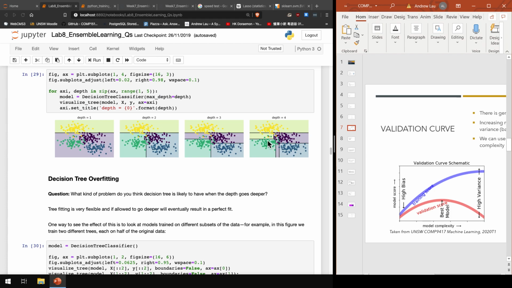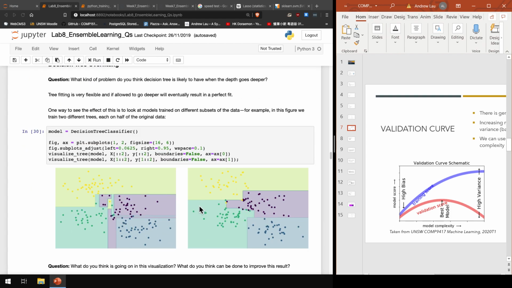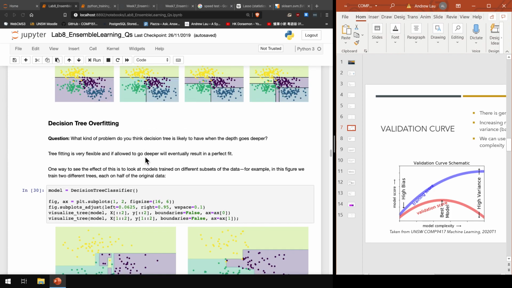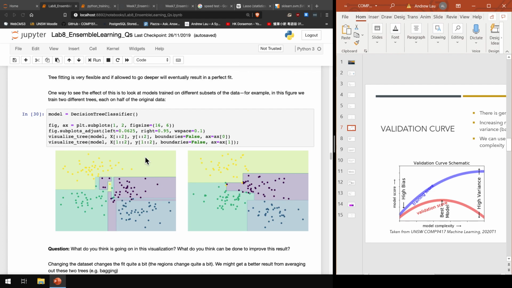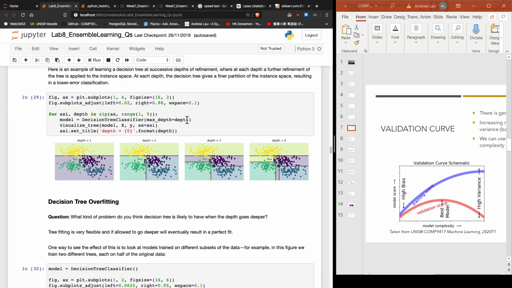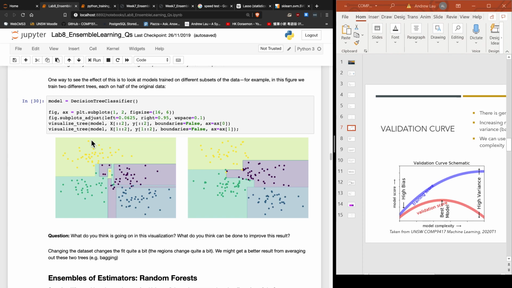Okay. But let's see what happens when we try to purposely create a decision tree that overfits. Okay, so here we visualize the tree, max depth equals depth. What's the depth parameter here? Okay, I don't know how deep it's gone, but yeah.